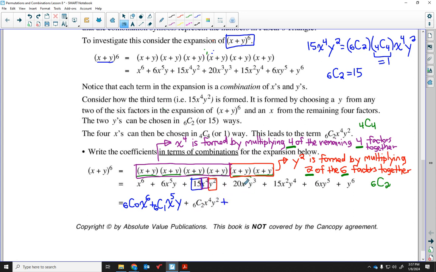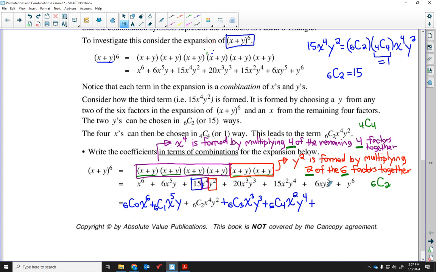Okay, we already talked about how we get that third term right there. So the fourth term. Now we're using 3 of the factors to get y cubed. So of the 6 factors available, we're going to choose 3 of them to get the y cubed term. And then that would be x to the power of 3, y to the power of 3, plus. Now we have the y to the power of 4 term, which means we need to use 4 of these binomials to get it. So we would say 6 choose 4. We're using 4 of them now. And then x squared, and then y to the power of 4.